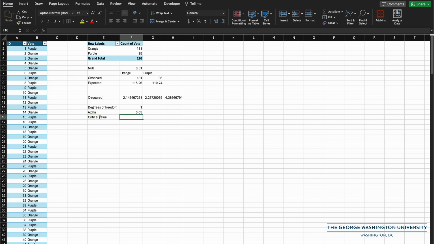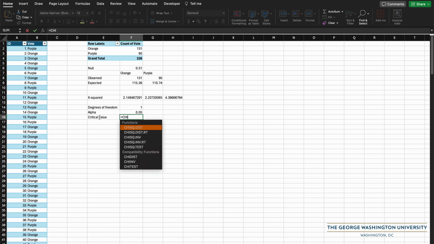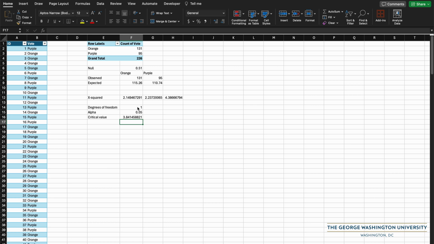For the critical value, I'm going to say equals chi, and we see there CHISQ.INV is the one that I want. The probability that I'm after is 1 minus my alpha value, comma, my degrees of freedom, which is 1, close my parentheses, and there I get my critical value, 3.84. My x-squared statistic was 4.386666794, and that is bigger than my critical value. So once again, as with the z-test for proportions, I am rejecting the null hypothesis that the proportion of people in the population that will choose orange is 0.51. Indeed, from our little sample, we think it's going to be 0.58.